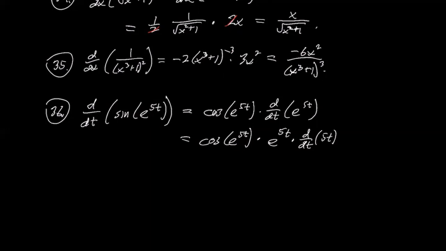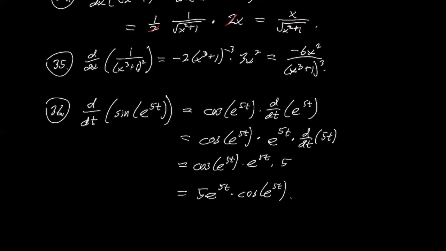Right? And then that'll just be a 5. So that's cosine of e to the 5t times e to the 5t times 5, which probably I would write as 5e to the 5t times cosine e to the 5t. Okay, good.